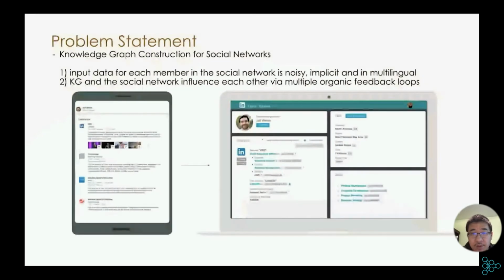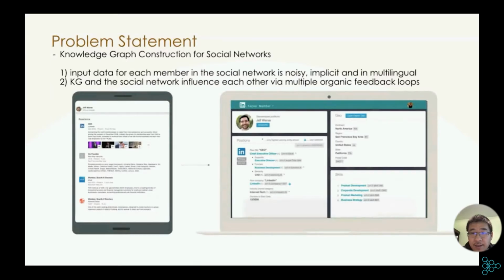So the input, you can see, has a lot of text, either unstructured in some parts or semi-structured in other parts. We need to transfer those texts into well-defined, well-structured data, like what is displayed on the right side. The output on the right side is the knowledge graph centered at this member.